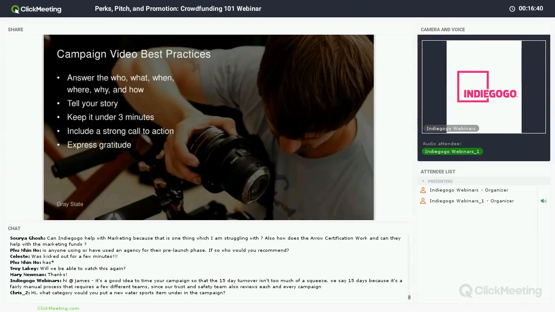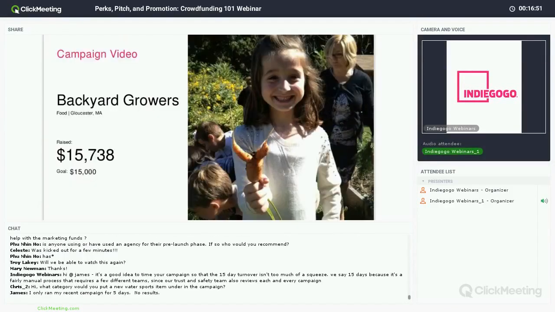And then you also want to express gratitude. Don't forget, you're asking for money. It's not easy for people to give you money. And so you want to make sure that you express gratitude to people.